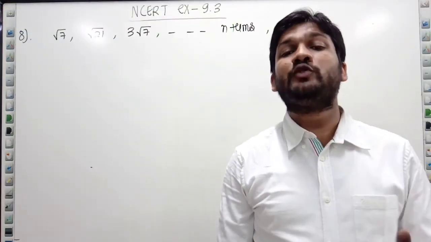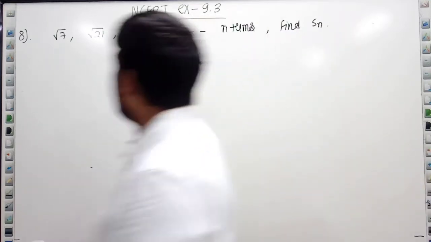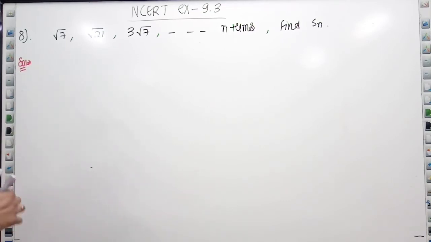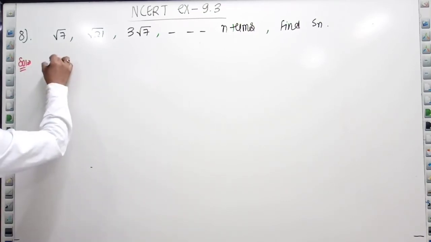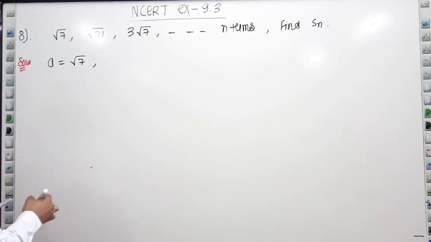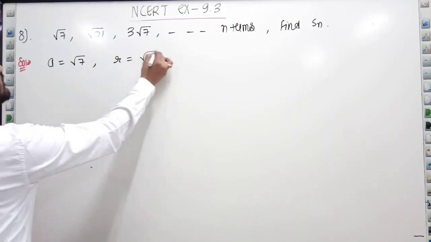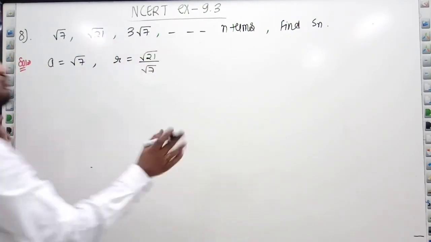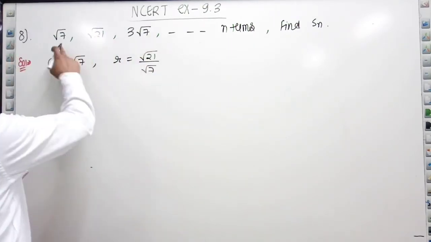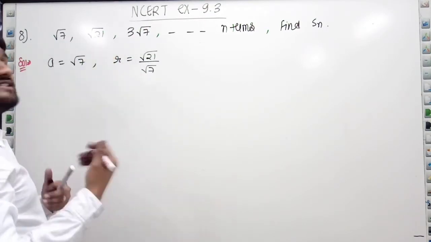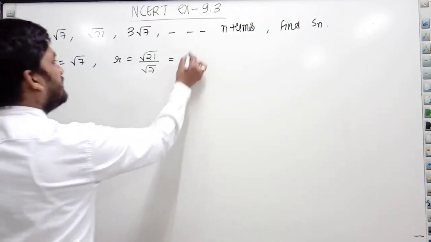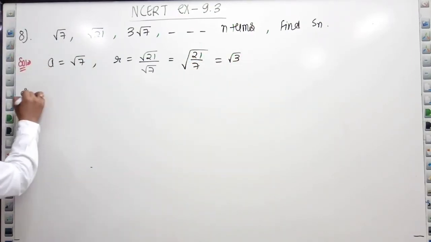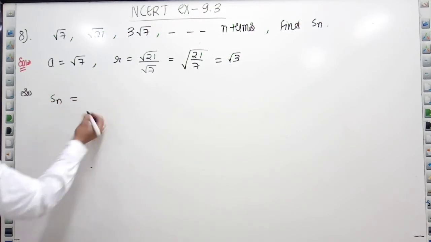In this question we need to find the sum of n terms. Just pay attention here. For every series we'll find the first term and common ratio. The common ratio will be any term divided by the previous term. It is already mentioned that it is in GP, so we need not check it. How do we check? We need to find both ratios. But as I know it is in GP, I will directly calculate r. That is root 3.